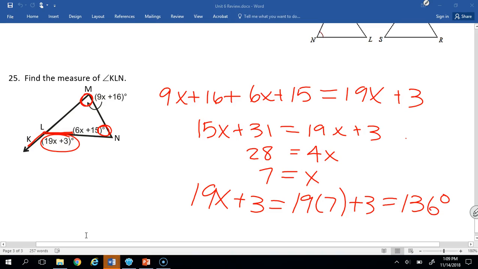If we want to check this, we can put this 7 back up in here, and then add those two parts together to see if they actually equal 136.